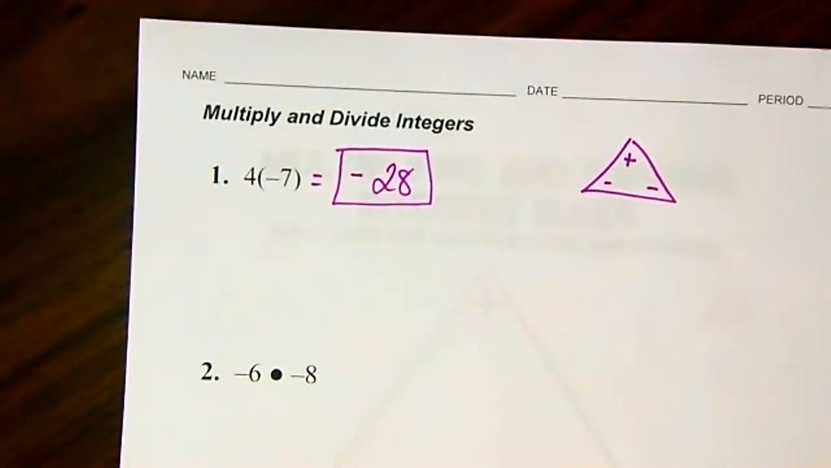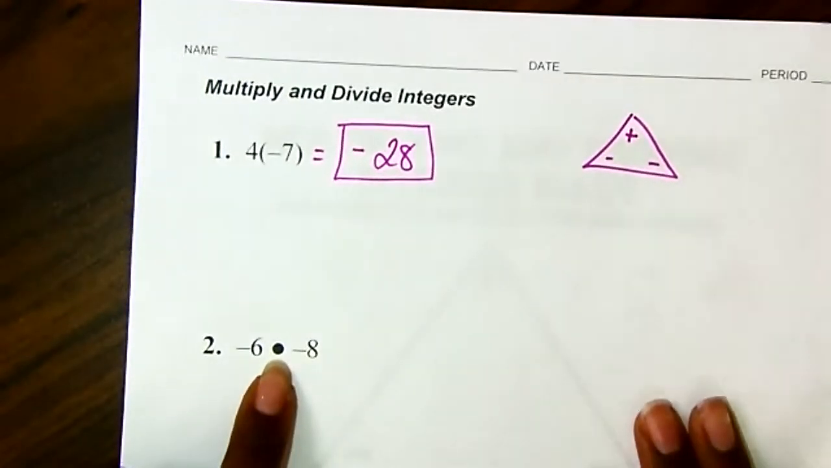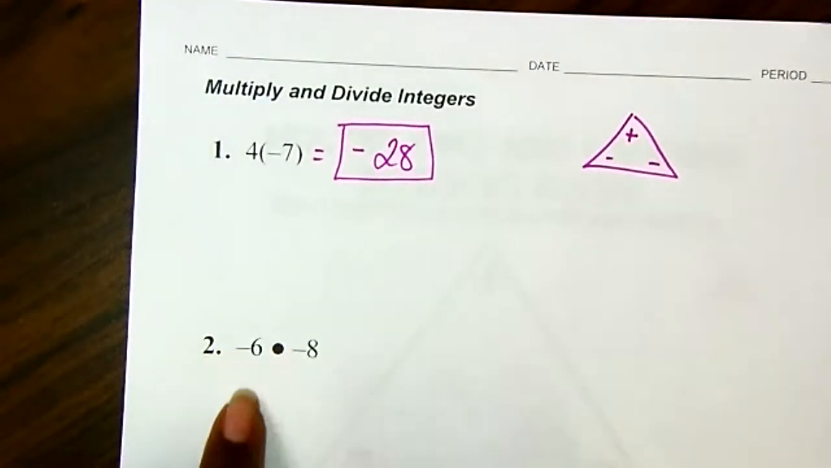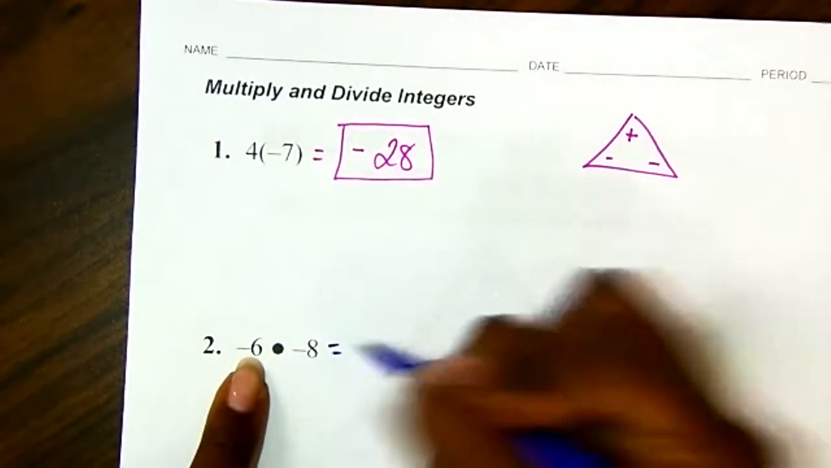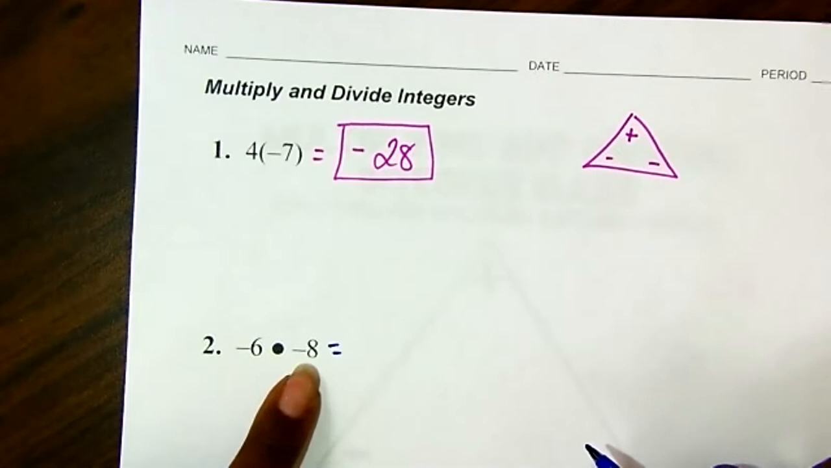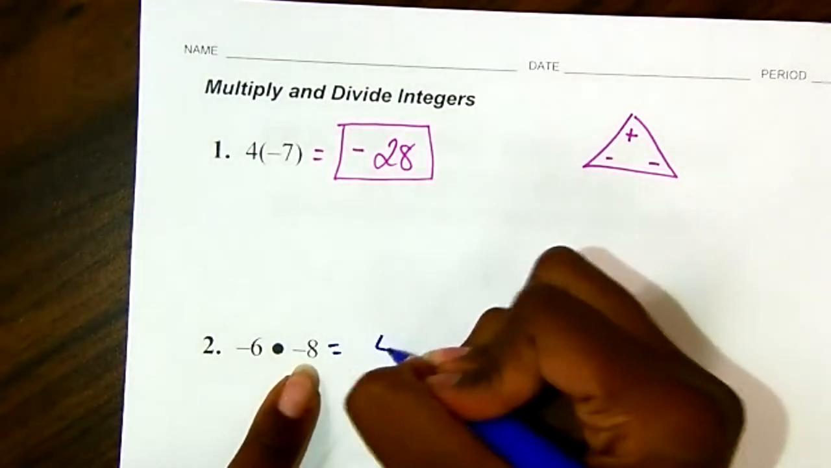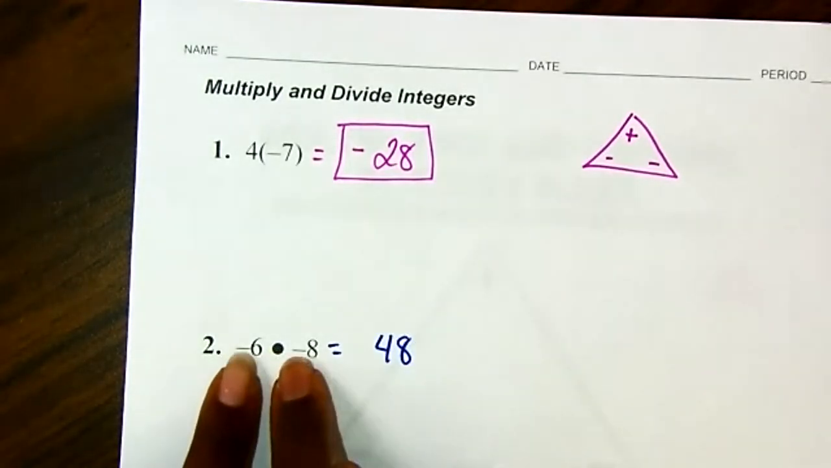Okay, let's look at this next one. I am still multiplying because I see a dot. Again, I'm going to ignore the signs. I'm just going to multiply. What's 6 times 8? 48. Good job. Now I'm going to go back and look at the signs.